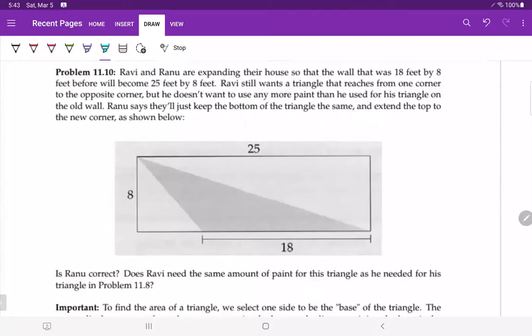So before they had this 18, then they had something like this. Then what did they do? They want to extend, so they pull this here. So this is not going to be here anymore, because they're going to extend from 18 to 25. Do you agree? So let's call this triangle ABC. Let's call this point D, because we need this.